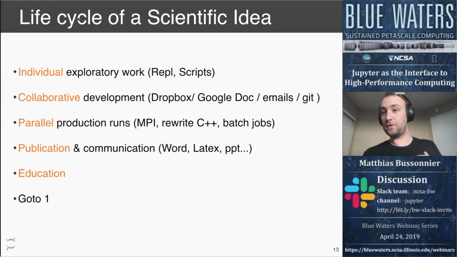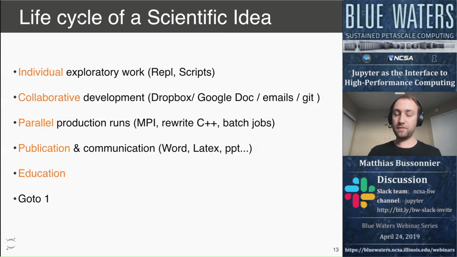And so why did we create Jupyter in 2012? The notebook came out of our struggle with how we were working with the life cycle of a scientific idea. That was a couple of years ago, and we've updated these thoughts through the years. Circa 2012, when you wanted to do science, you would do individual exploratory work using a REPL or scripts.